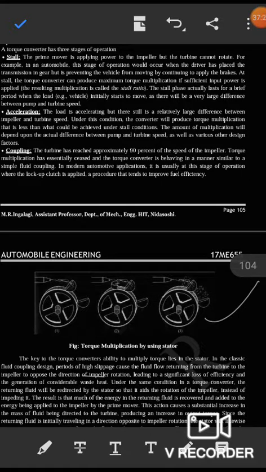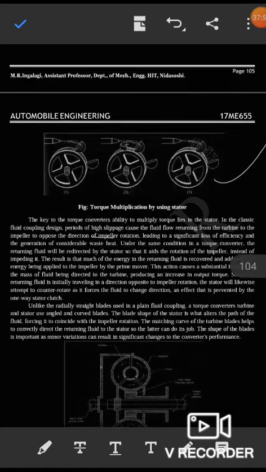Now coupling. The turbine has reached approximately 90% of the speed of the impeller. Torque multiplication has essentially ceased, and the torque converter is behaving in a manner similar to a simple fluid coupling. In modern automobile applications, it is usually at this stage of operation that the lockup clutch is applied, a procedure that tends to improve fuel efficiency.